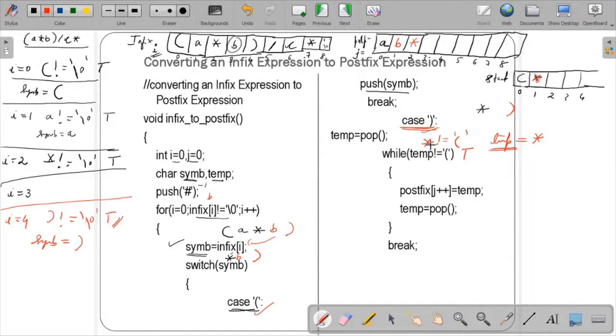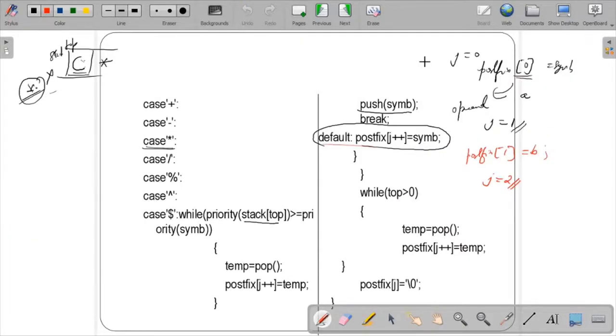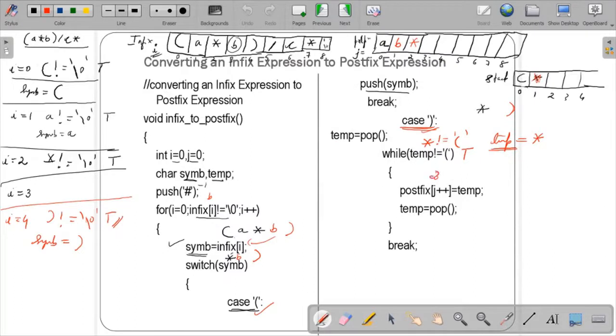So same here, while temp, that is star, not equal to opening bracket, postfix of j plus plus. What was the j value we had? 3, right? Sorry, the j value was 2, not 3, it was 2. So postfix of 2, I'll be storing star. I already stored the star and then j will be incremented, right? So initially postfix of j is equal to temp, then j will be j plus 1. So j is nothing but 3 now.